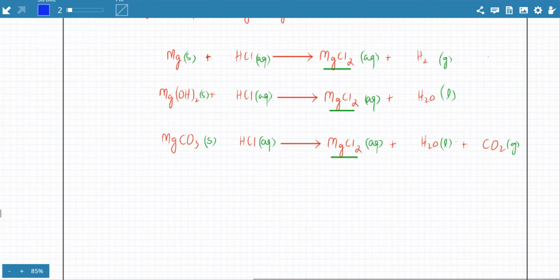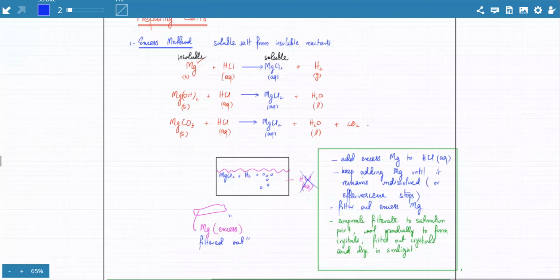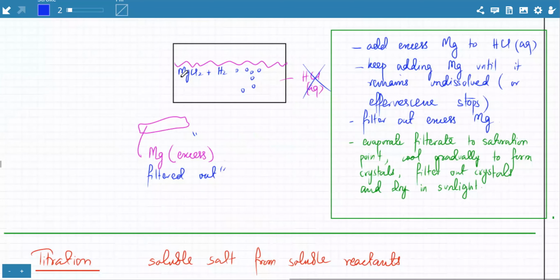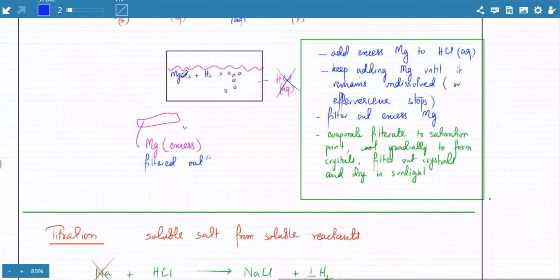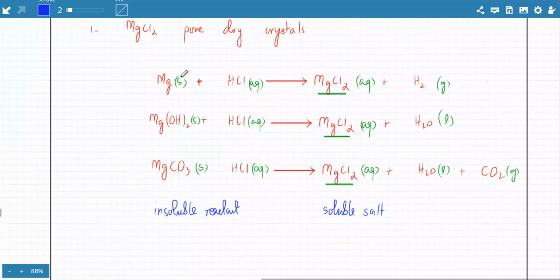Yes, sir. So the issue is to make a soluble salt. So a salt is soluble, and you have to make it from an insoluble reactant. Then the method of preparation that's going to be used is going to be called, not ionic precipitation, but the excess method. Okay, remember this whenever you have a salt that's soluble and you have to make it from an insoluble reactant.